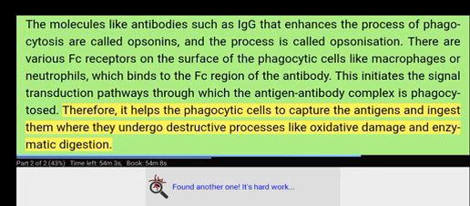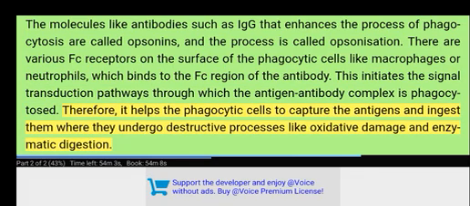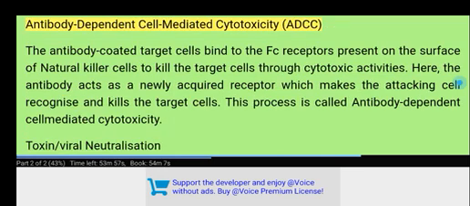Therefore, it helps the phagocytic cells to capture the antigens and ingest them, where they undergo destructive processes like oxidative damage and enzymatic digestion. Antibody-dependent cell-mediated cytotoxicity (ADCC). The antibody-coated target cells bind to the Fc receptors present on the surface of natural killer cells to kill the target cells through cytotoxic activities. Here, the antibody acts as a newly acquired receptor which makes the attacking cell recognize and kill the target cells. This process is called antibody-dependent cell-mediated cytotoxicity.